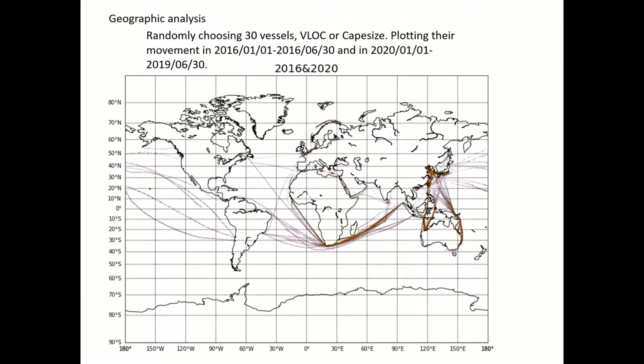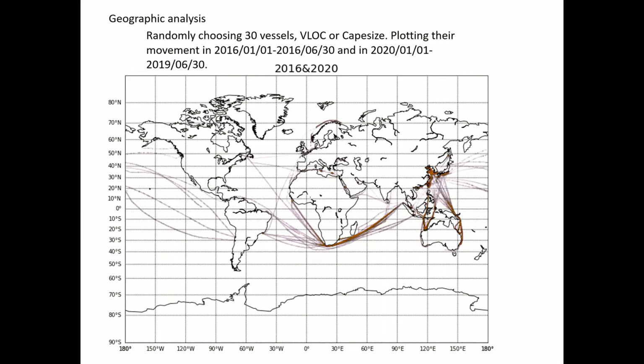And this part is for the geographic analysis, because there are too many vessels and I can't get all their data in such a short period. So I randomly chose 30 vessels from the VLOC list and the Capesize list and plot their movement in the first half of 2016 and the first half of 2020. And the purple line is for the 2016 one, and the brown line is for the 2020 one.